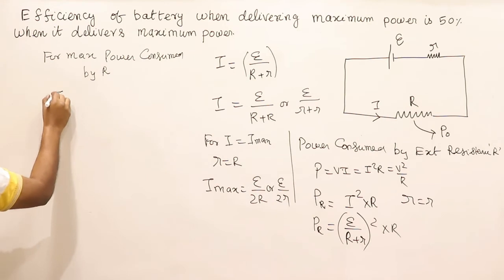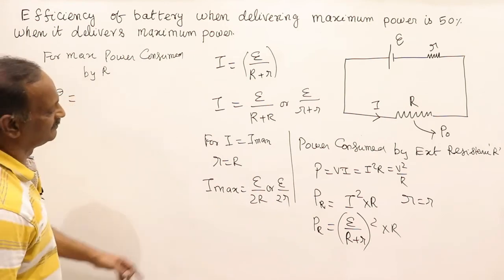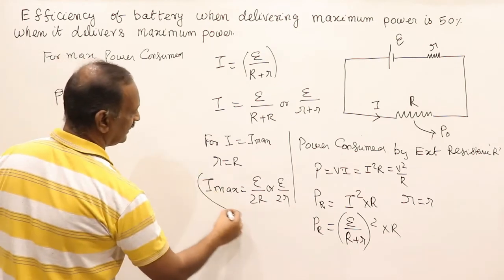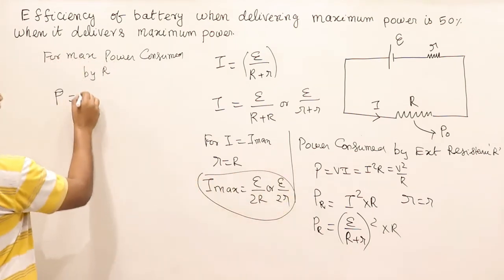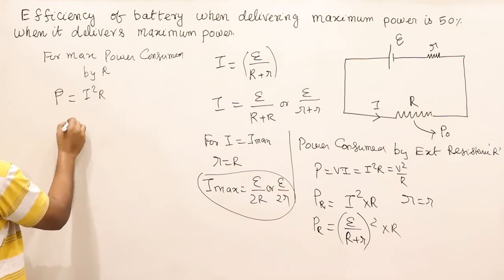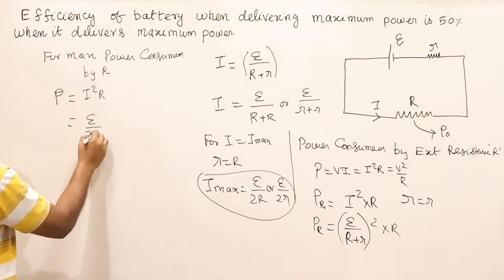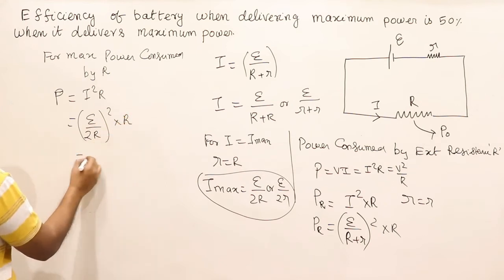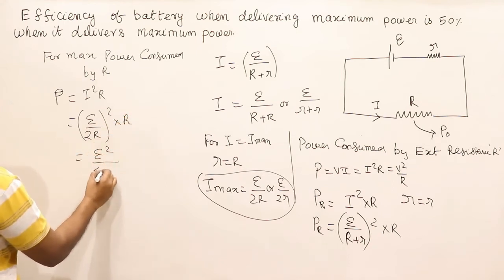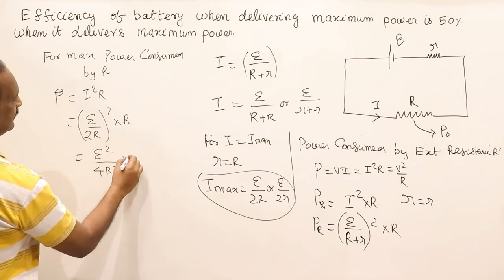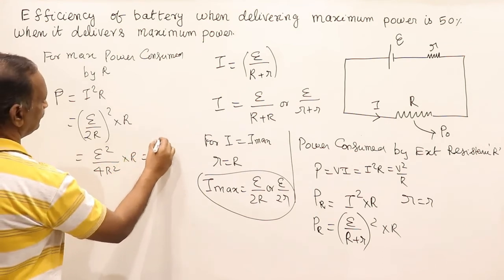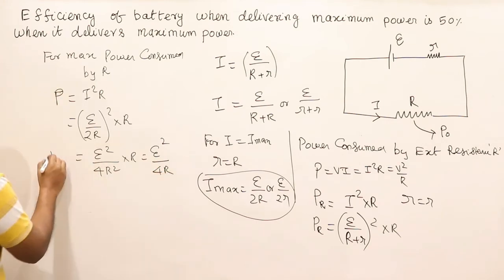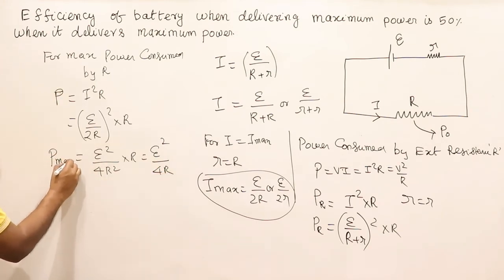So what is the maximum power? Maximum power is equal to I square R, where I is equal to epsilon by 2R. So I square into R is equal to (epsilon by 2R) whole square into R, which is equal to epsilon square by 4R square into R, which is equal to EMF square by 4R. This is the maximum power consumed.